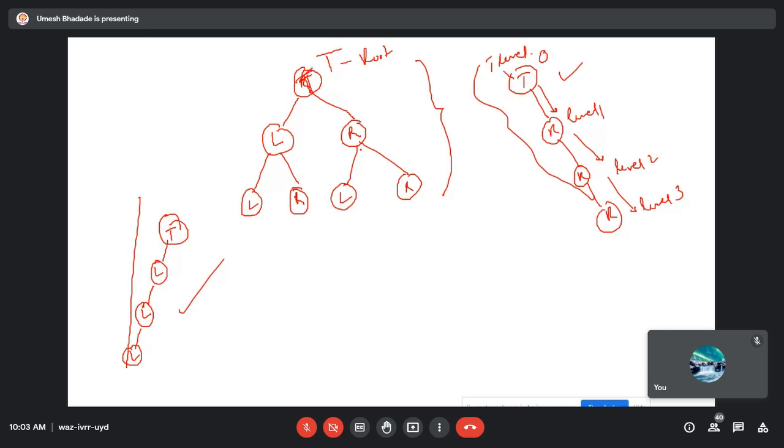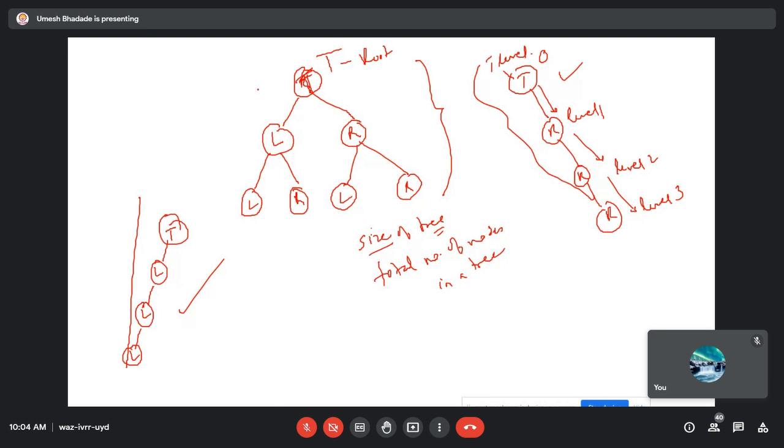0. Then if I ask about the size of the tree, another terminology is the size of the tree. The size of the tree means what? Total number of nodes in a tree. That is what we mean by size of the tree. Now, what is the size of this tree?